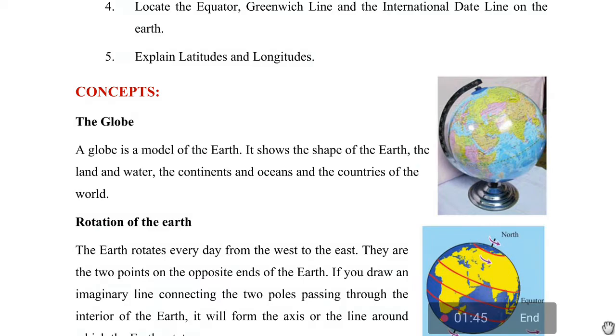The globe shows the shape of the earth, the land, the water, the continents which are there on the earth, and the oceans or water bodies which are there on the earth. All of these we can see on the globe. That is the globe.